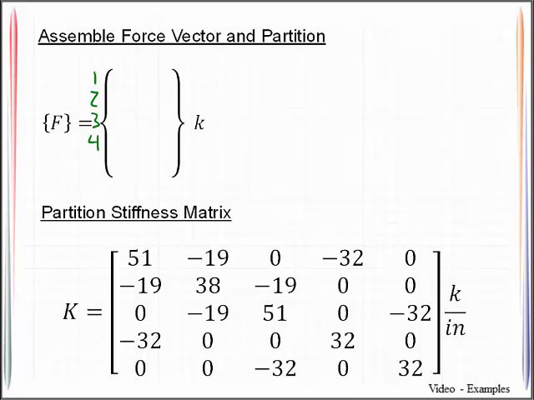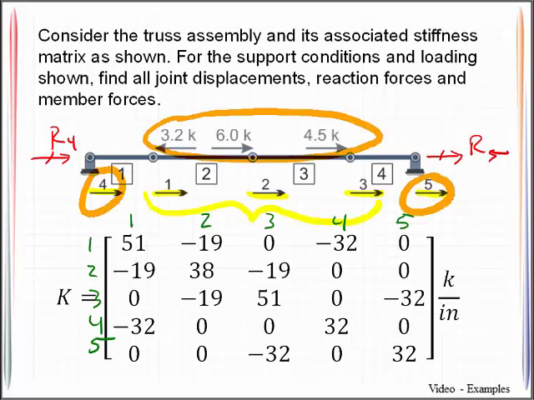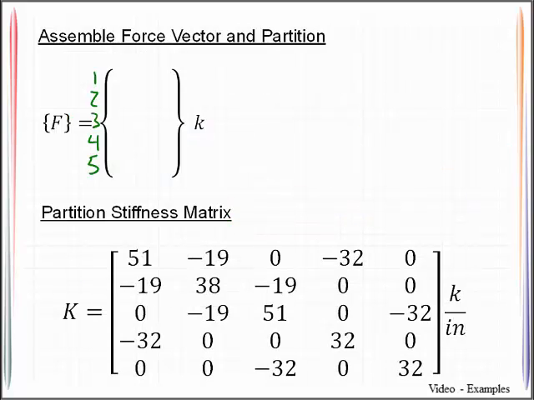So we will assemble this force vector according to the degrees of freedom that we have here. So we have actual forces applied at each of the degrees of freedom 1, 2, and 3. And then we have unknown reactions at degrees of freedom 4 and 5. So following the sign convention where acting to the right is positive, acting to the left is negative, we get negative 3.2, 6.0, 4.5. Then we have an unknown reaction R4, unknown reaction R5.